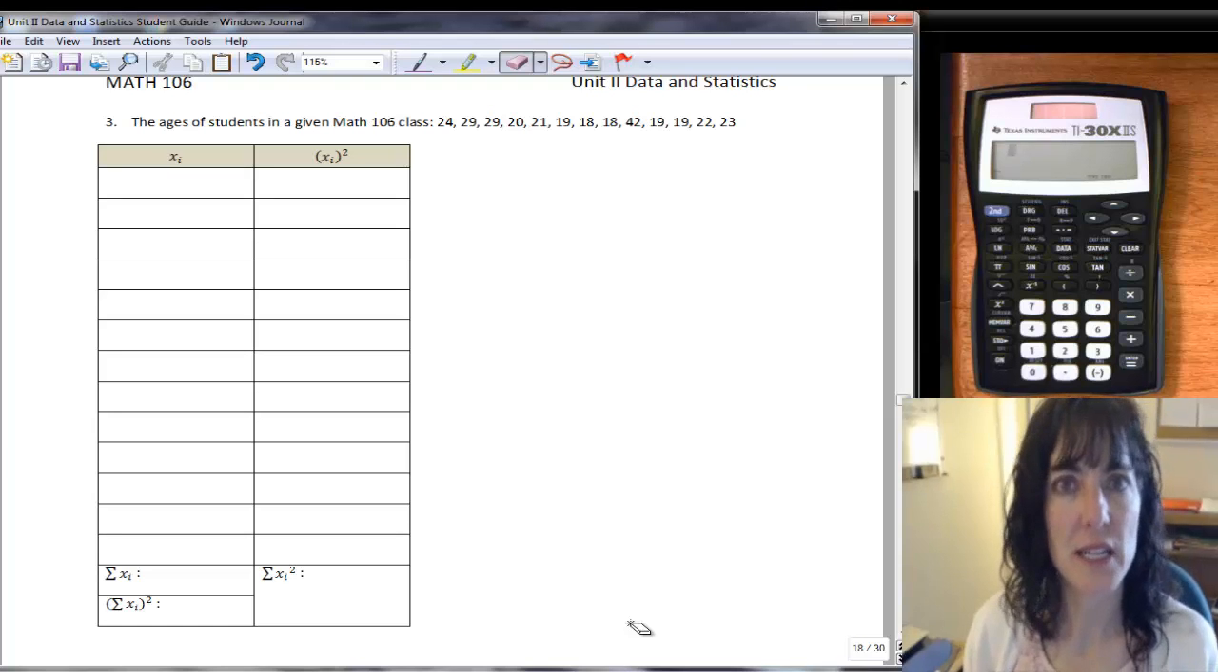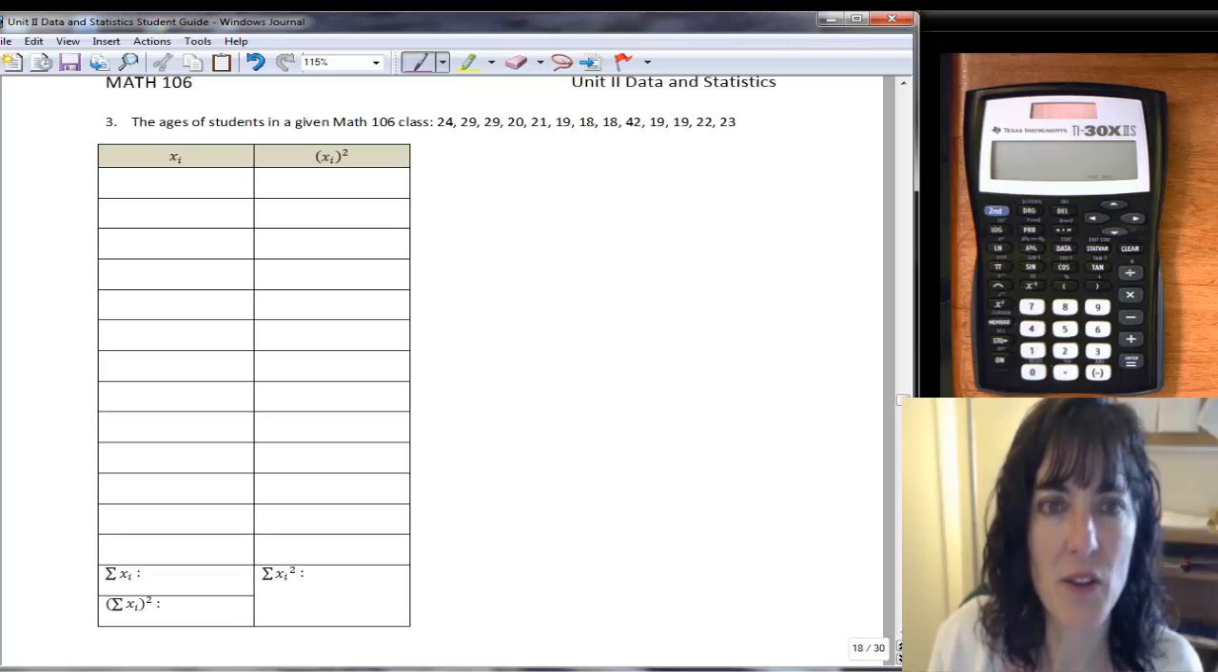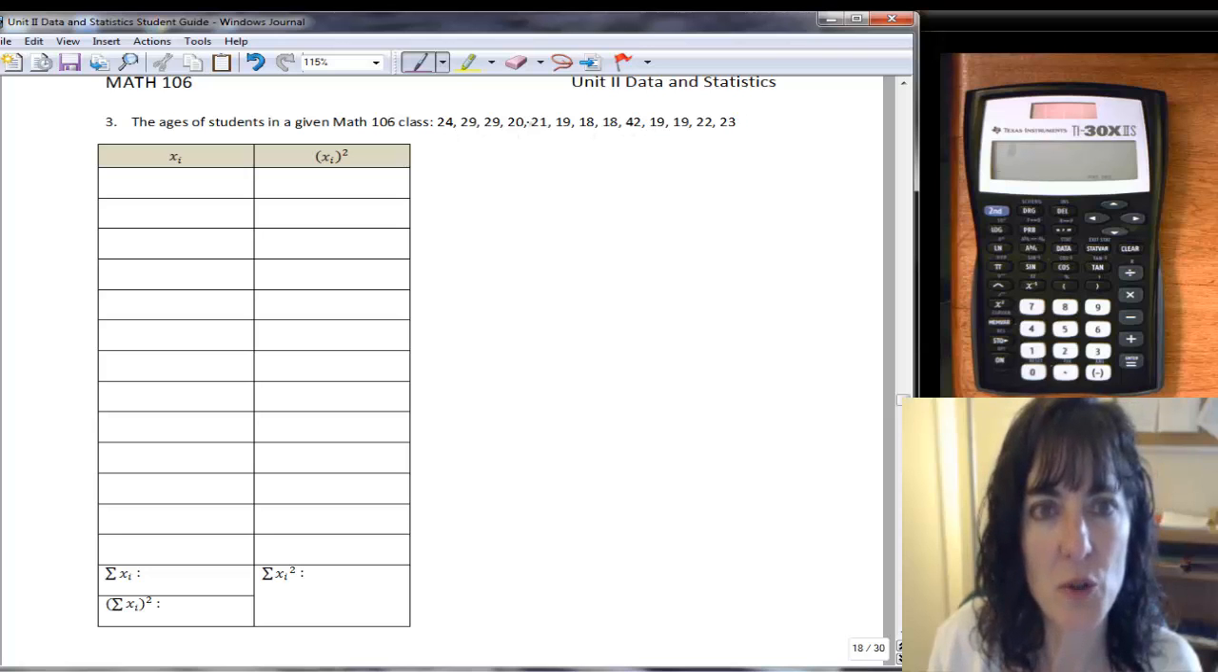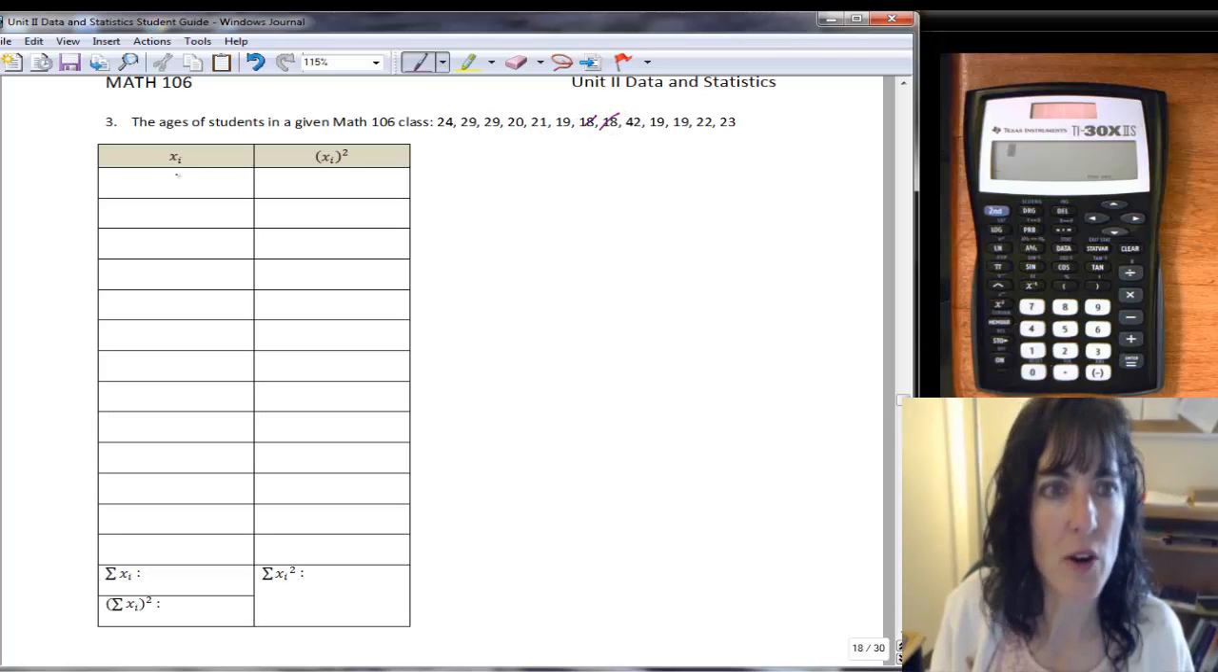The ages of students in a given Math 106 class. So I have a bunch of numbers and they're all ages, and so I want to put them in order from smallest to largest. And I see the youngest person, there are 2 of them that are 18, so I'll put those first. And then I'm looking for any 19-year-olds.